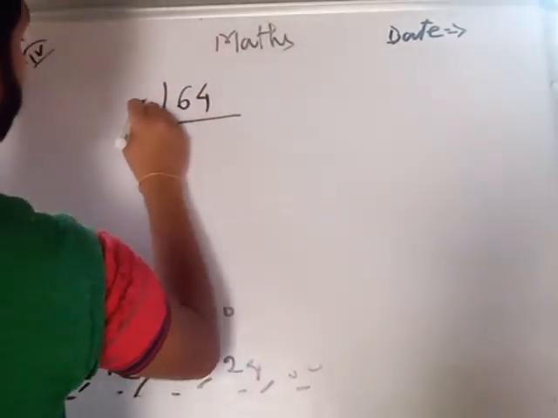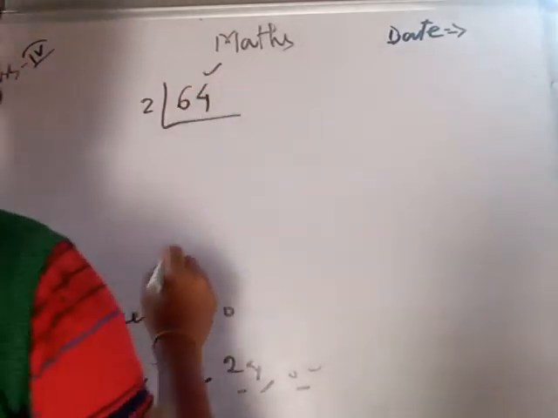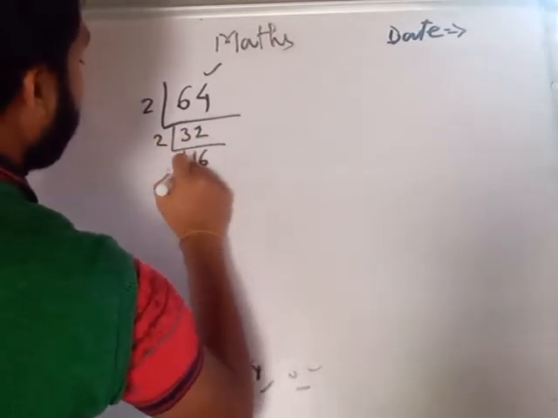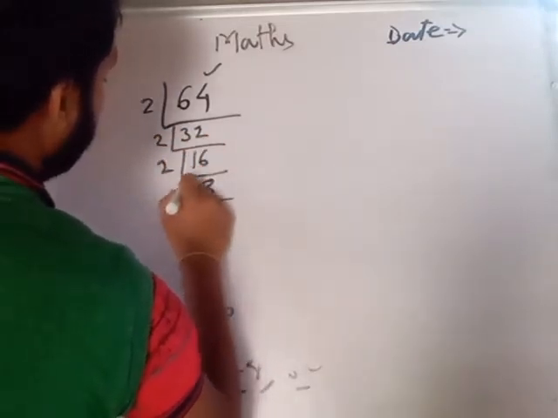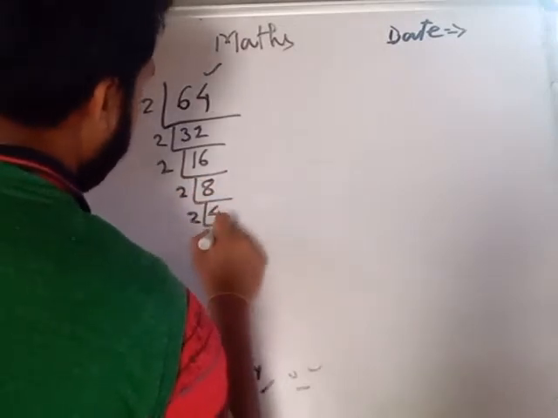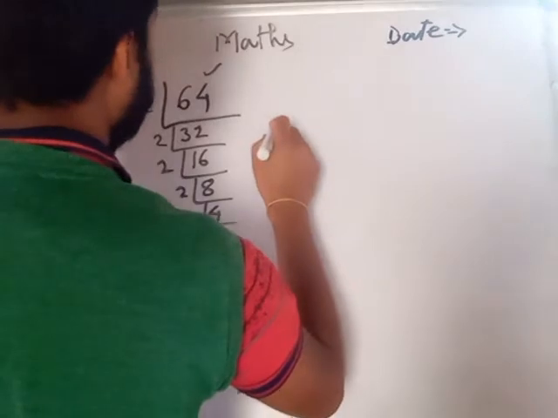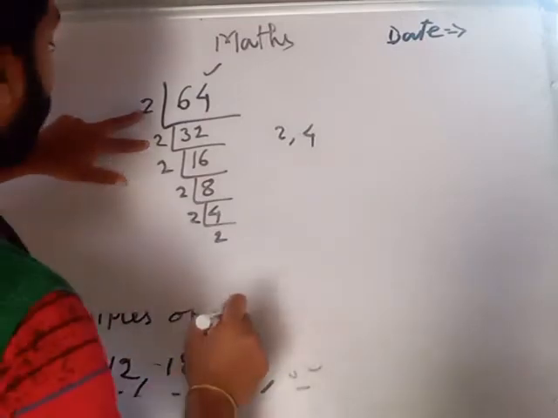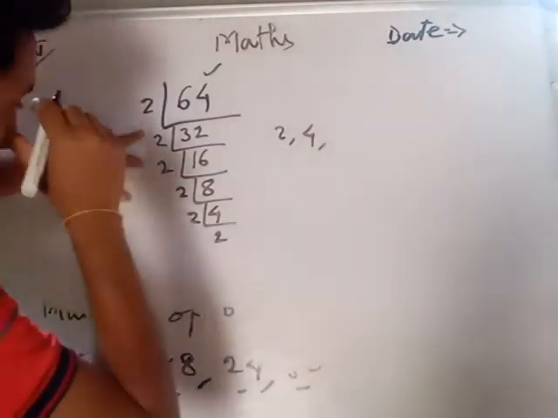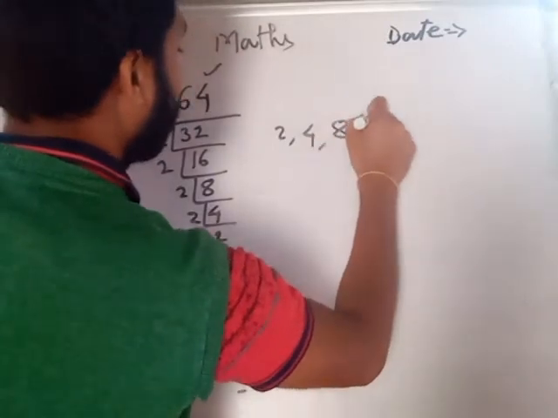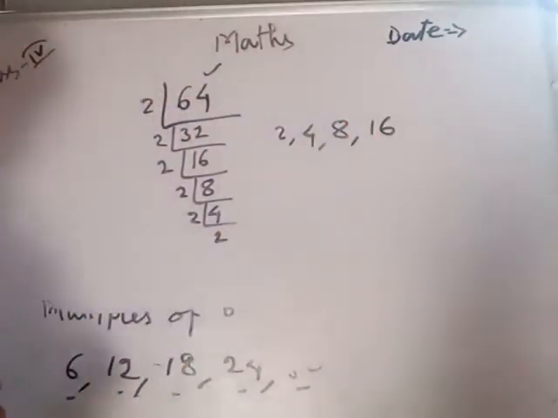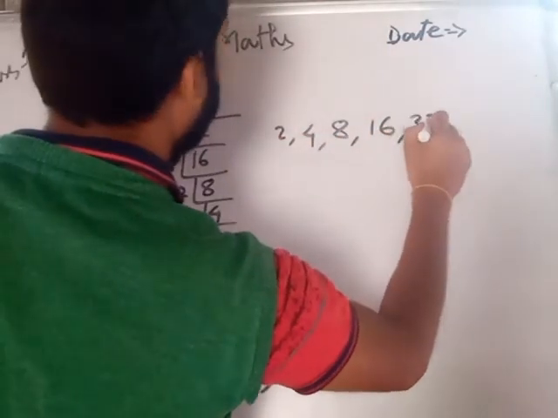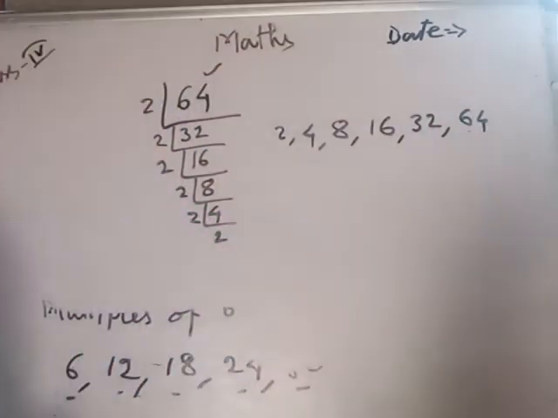We should divide by 2 because they are even numbers. 3 2s are 6, 2 2s are 4. After that 2, 16. After that 2, 8. After that 2, 4. After that 2 at last. That means the factors of 64 are 2, 4, 8, 16, 32 and 64. These are the factors.